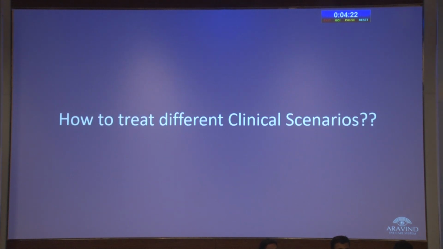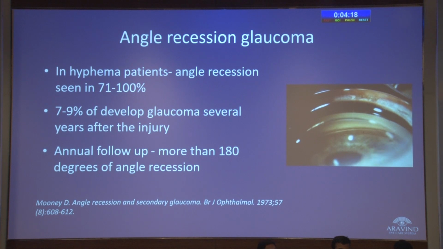Now, how do we deal with different clinical scenarios? First is angle recession glaucoma. As you all know, angle recession is only a pathological finding. Only about 7 to 9% of angle recession patients are going to develop glaucoma, that too several years after injury. So it is very important to follow up these patients annually if the angle recession is going to be more than 180 degrees.